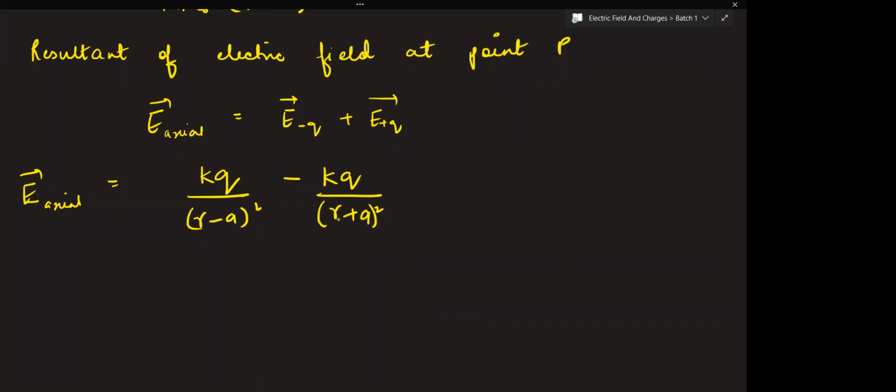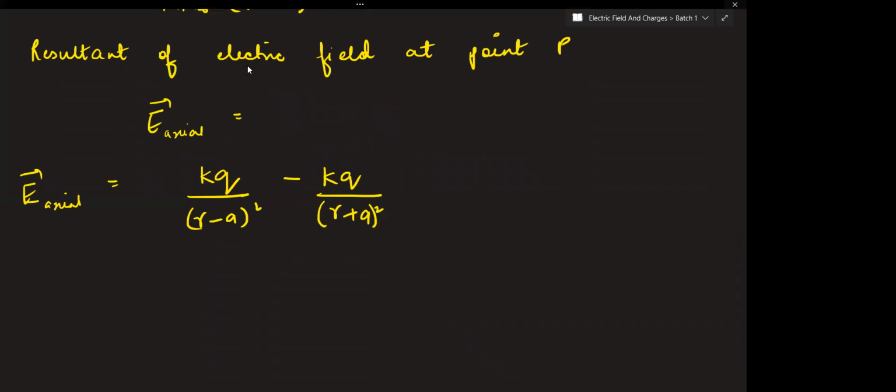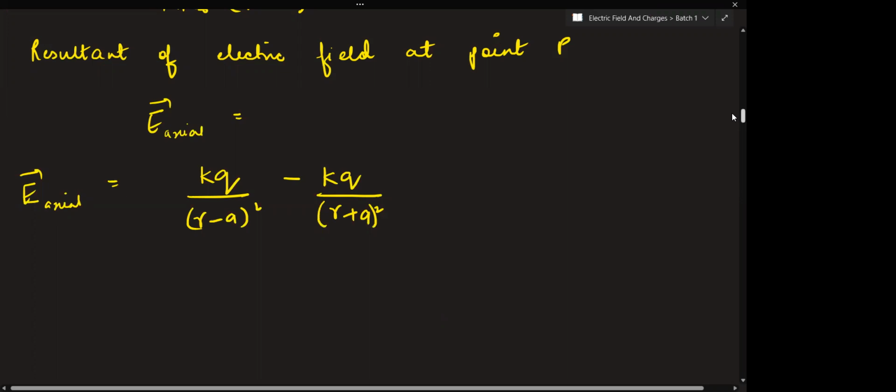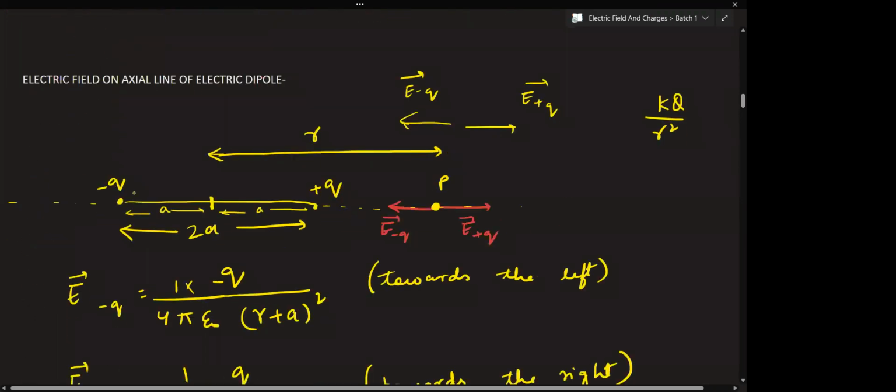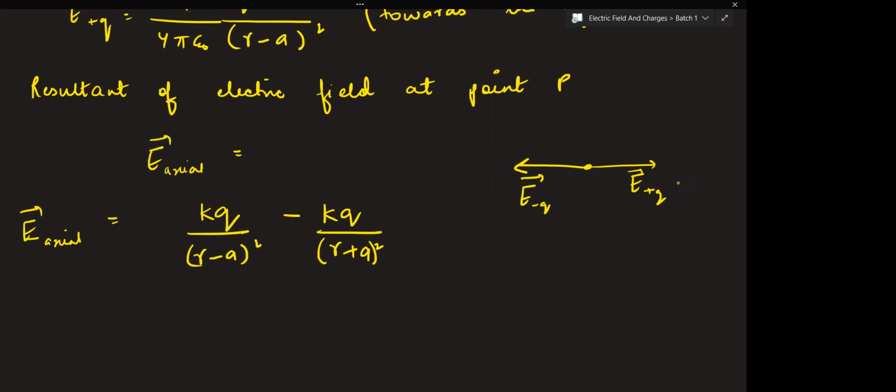You can explain once more. Okay. See, we have these two with us. Look, for the negative charge, the electric field is going towards the left side, and for the positive charge, the electric field is going towards the right hand side. So you have two vectors with you. This is point P. At this point, you have one vector E minus Q, and another vector E plus Q. This is clear to all of you? Okay. Now see, we have to find the resultant electric field at this point.